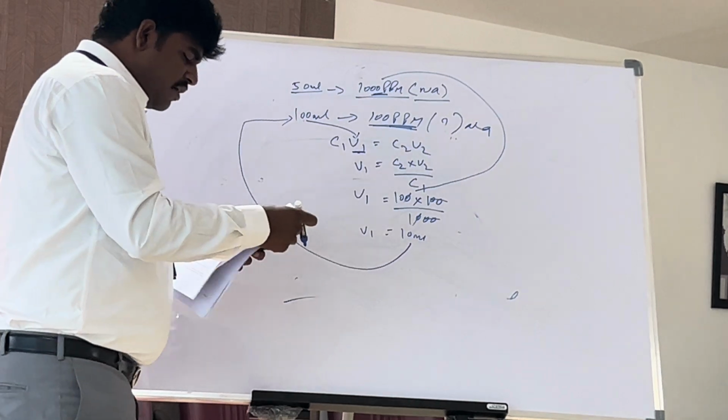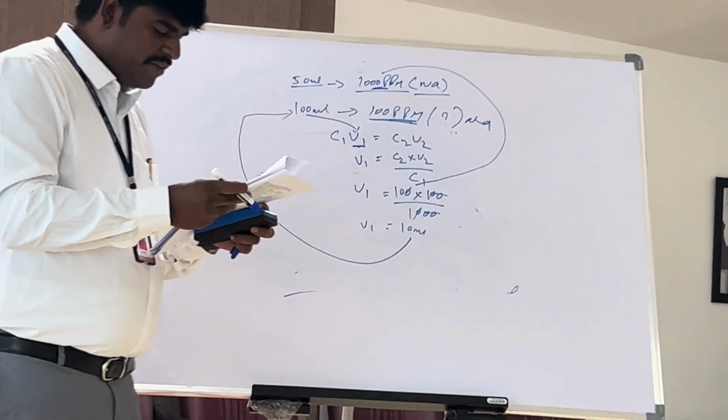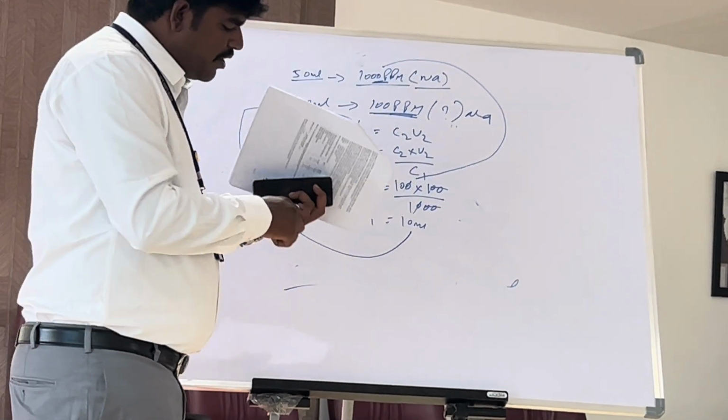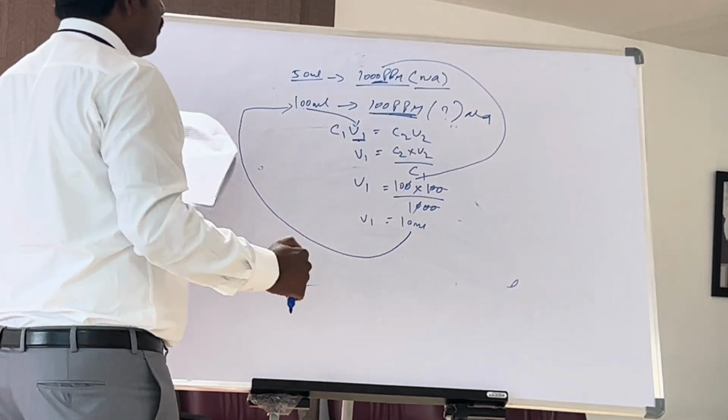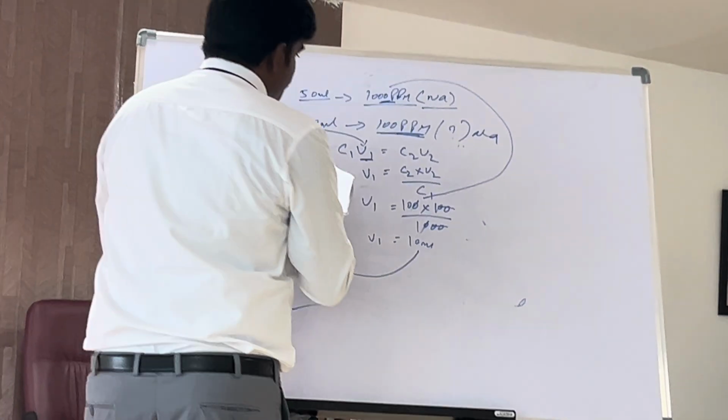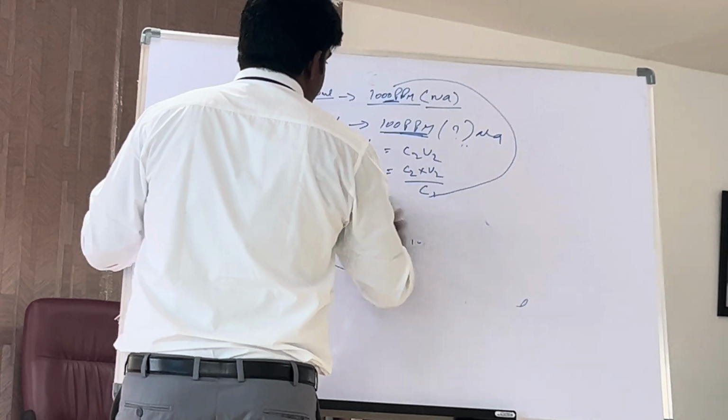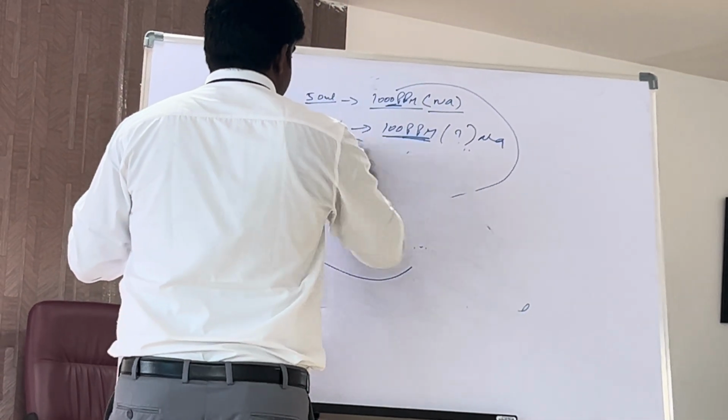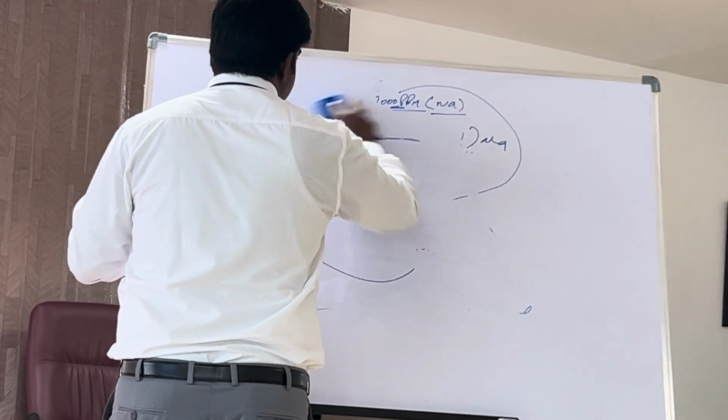In a similar way, if the weight is given, you also need to calculate in a similar way. For example, if you want to prepare a standard with 50 ppm or 100 ppm, whatever, for example a 5 ppm solution is required.